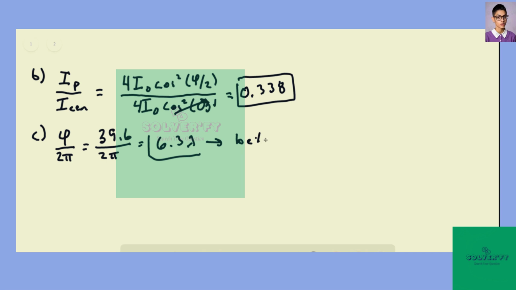And this lies between the 6th maximum to the side and the 7th minimum. Because every wavelength you have a maximum, and every half wavelength you have a minimum. So, or every odd half multiple of wavelength.